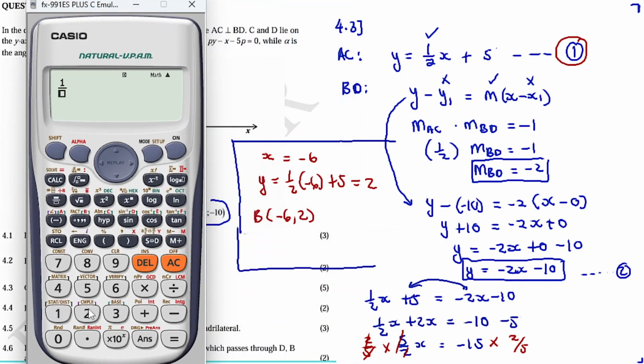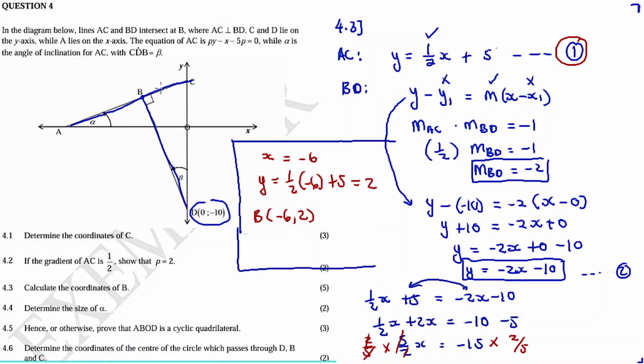It's a half, open bracket, minus 6 plus 5, it's 2. Yes, that gives the coordinates of B. Any questions? Let us know in the comment section.